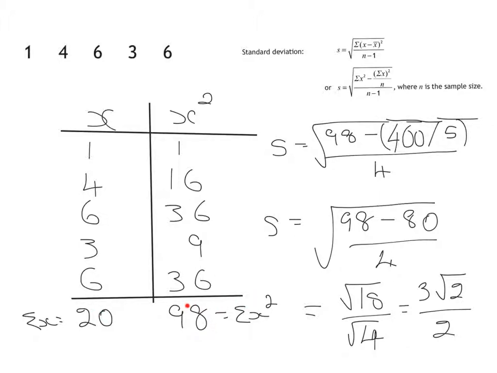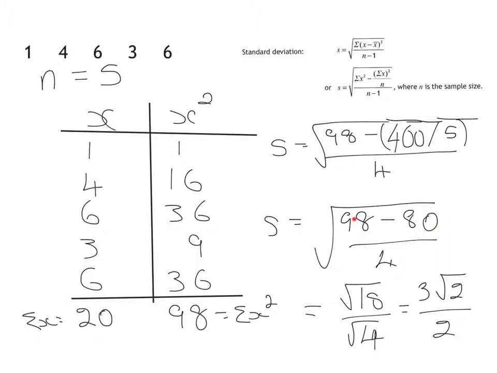And then it's a case of putting this in. So sum of x squared, that's that number there. Take away the sum of x all squared divided by n. Now n, remember, is the amount of numbers you've got. So our n is equal to 5. We'll just put that in there. So 20 times 20 is 400. 400 divided by 5, and the whole thing is over n minus 1. 5 minus 1, 4. So 400 divided by 5 is 80.